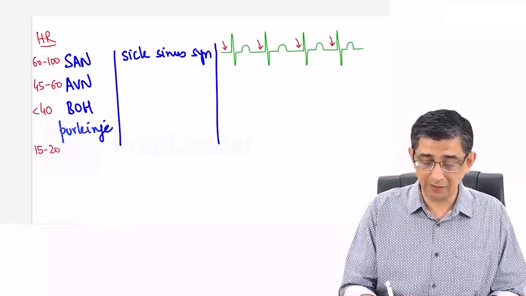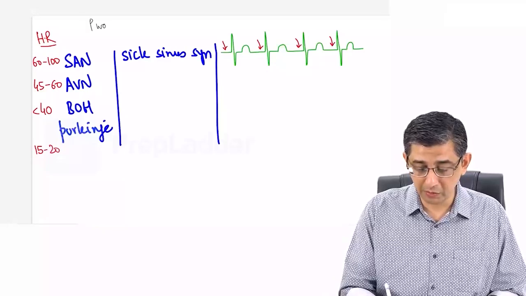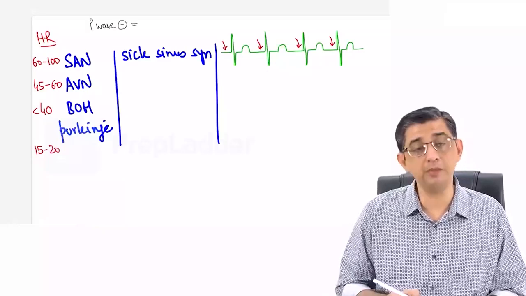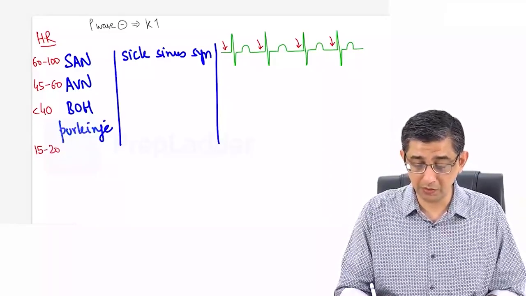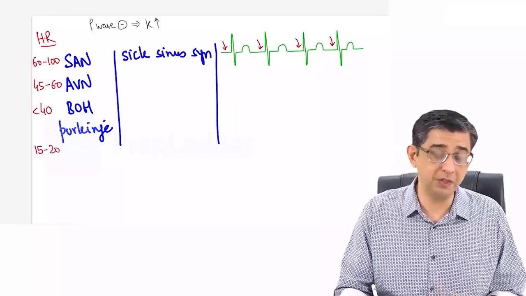In fact, at this juncture, what are the scenarios in ECG where P waves are going to be absent? One is electrolyte imbalance. If hyperkalemia occurs of the severe variety, then the P waves tend to disappear.